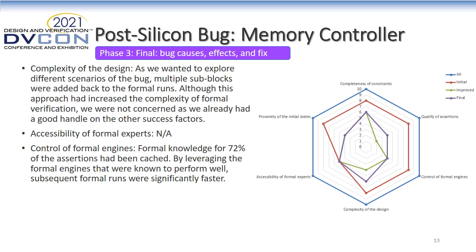Now, by using the caching mechanism, formal knowledge for 72% of the assertions has already been cached. So by leveraging the formal engine that has been performing well, we can improve the formal run significantly.